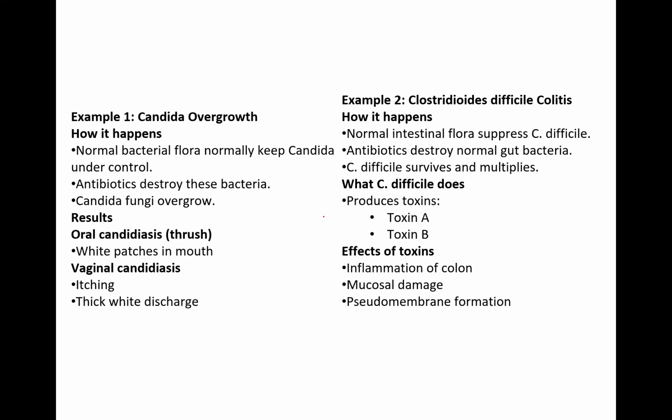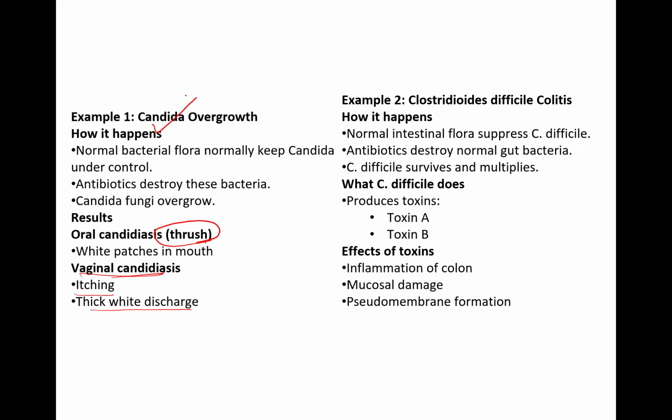The first one is Candida overgrowth. How does it happen? Normal bacterial flora keep Candida under control in the mouth. Antibiotics can destroy these bacteria and Candida fungi will overgrow, so oral candidiasis can occur. Oral candidiasis is known as oral thrush. Then there is vaginal candidiasis, or vaginal thrush. There can be white patches in the mouth. In the case of vaginal candidiasis, we have itching and thick white discharge. This is the first infection, Candida overgrowth.